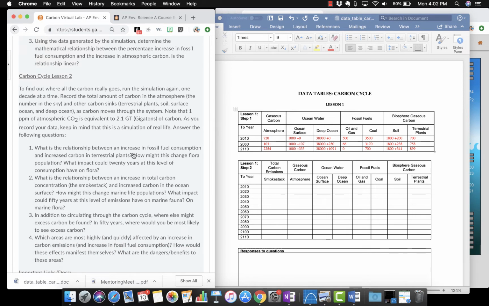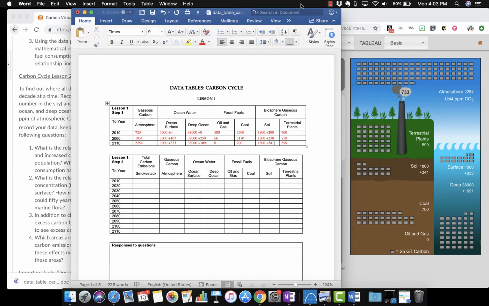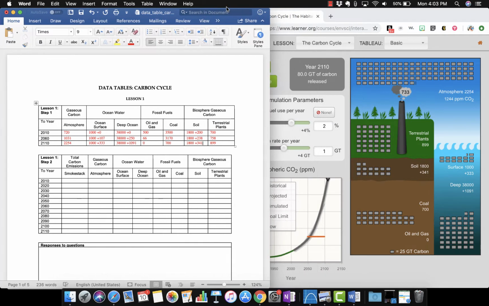Okay, so now we're going to run it again 1 decade at a time. We're going to record the total amount of carbon in the atmosphere, the number in the sky, the other carbon sinks, and then we're also going to record whatever was in that smokestack. Since I'm already at 2100, I'm just going to go ahead and put those numbers in for 2100. That way I've already done that one.